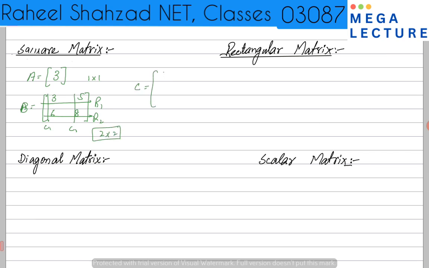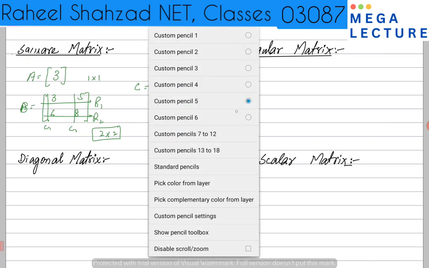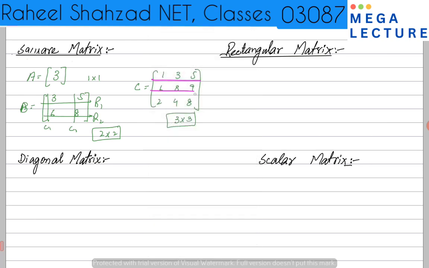Suppose I have another matrix 1, 3, 5, 6, 8, 9, 2, 4 and 8. So this is known as 3 cross 3. We have 3 rows and 3 columns. It's obvious, you can see it. We have row 1, row 2 and row 3, and this is your column 1, this is your column 2, this is your column 3. So 3 cross 3. So in a square matrix, your rows and columns would be equal. This would be kind of a square, right?